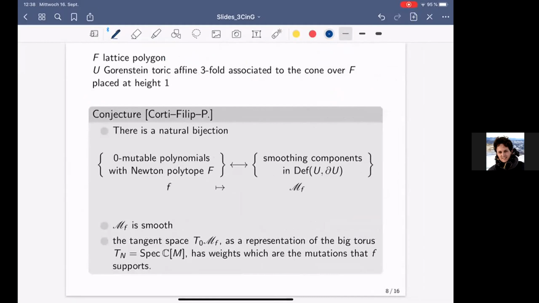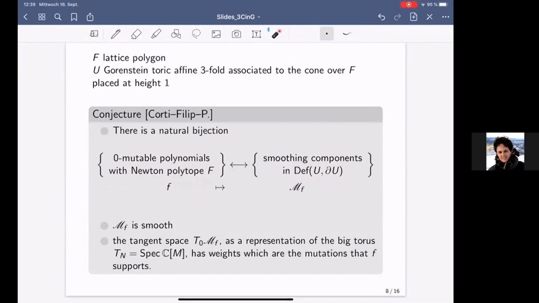Okay, now I just want to say something about the conjecture made with Alessio and Matej. As before, F is a lattice polygon and U is a Gorenstein toric affine threefold associated to the cone over F placed at height 1. And we conjecture that there is a natural bijection between 0-mutable polynomials with Newton polytope F and smoothing components in the deformation space of the pair U with the toric boundary.